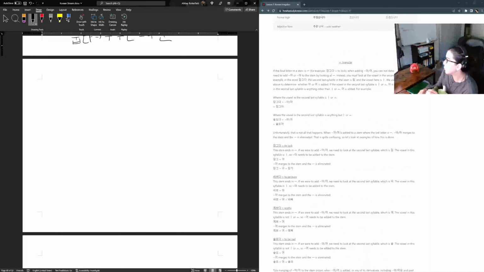All right. We have the 으 irregular. 잠그다, to lock. When adding 아 or 어, you cannot determine whether you need an 아 or an 어 to the stem by looking at 으. Instead, you must look at the vowel in the second last syllable. For example, in the word 잠그다, the second last syllable is 아. We use the same rules as above to determine whether 아 or 어 is used. If the vowel in the second syllable is 아 or 오, 아 is added. If the vowel in the second syllable is anything other than that, we add 어. Okay.